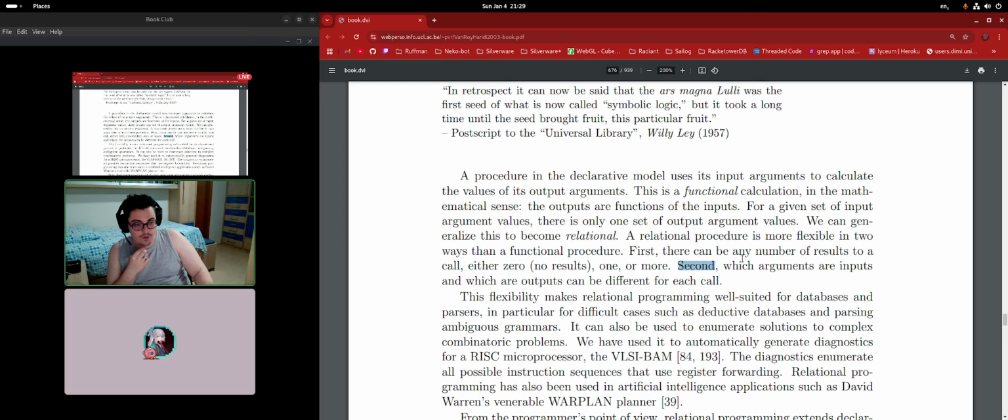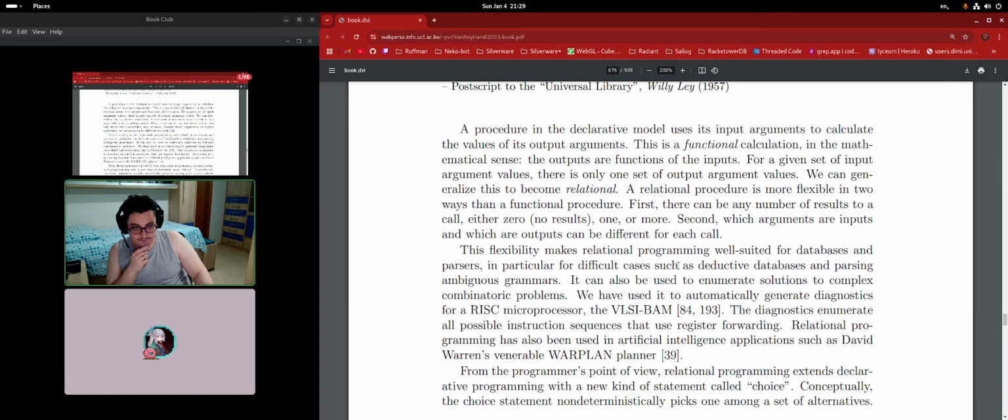And second, which arguments are inputs and which ones are outputs can be different for each call of such a function. Which is also very powerful. We're going to talk a little bit more about that.